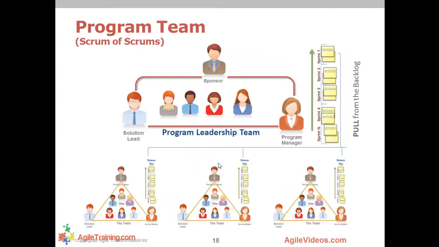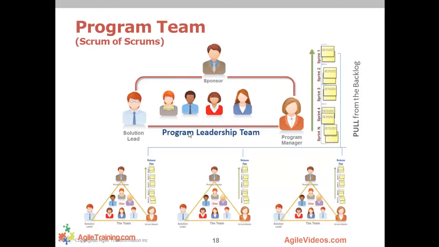Let's look at a program then. Now that you understand a basic team, a program is nothing more than multiple teams. Some people call this Scrum of Scrums, whatever you want to call it. It's basically I have multiple teams that are working on a larger initiative, and that initiative could be a program, it could be a large effort that requires a lot of integration.